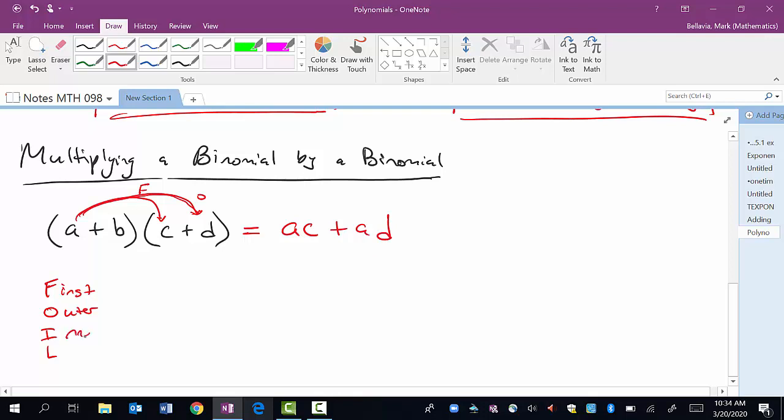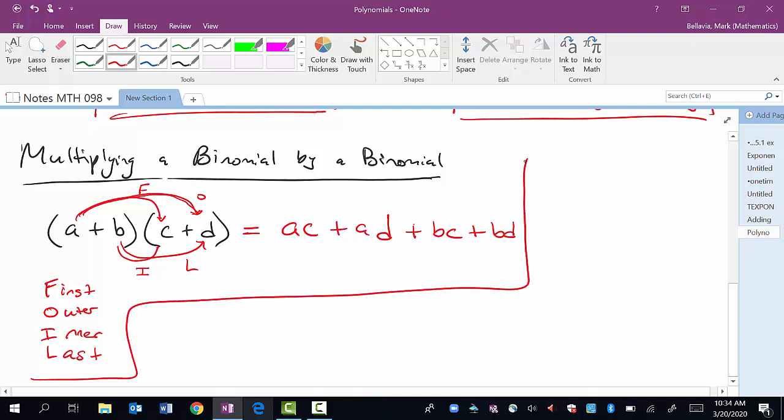The I stands for the inner, so these inside ones get multiplied together, so it'll be plus BC. And the L stands for last, meaning multiplying the last term of each. B times D makes this plus BD. And, you know, when we talk about foiling, we're really talking about multiplying a binomial by a binomial. You'll hear people say to FOIL for short. But remember, it's an acronym giving you a systematic way to multiply through.